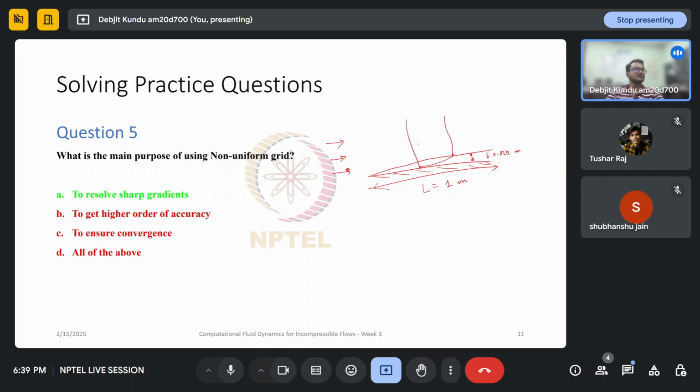So this is what the velocity profile looks like. It's mostly uniform everywhere else, and within the thin boundary layer, there's a very sharp gradient. So capturing these things is very difficult.